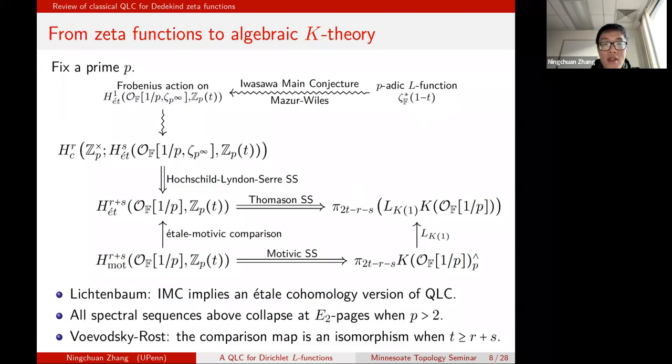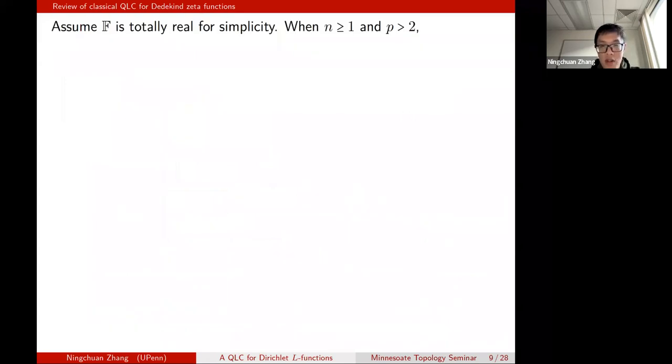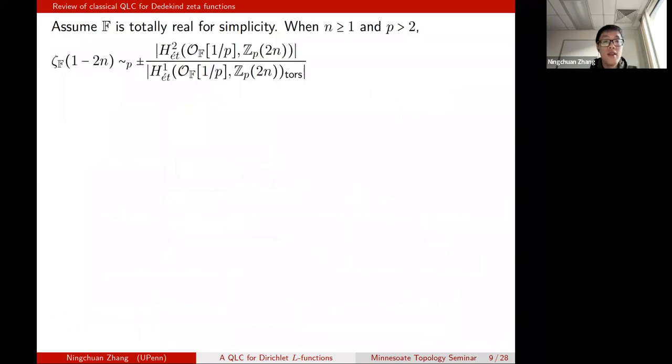And here's how the numbers actually match. Assume F is totally real for simplicity. In that case, we don't need to deal with the regulator stuff. And again, assume p is odd, so that we just need to compare cohomology groups instead of algebraic K groups. So the first step is the étale cohomology version of the Quillen-Lichtenbaum conjecture that was observed by Lichtenbaum, and it follows from the main conjecture. By this I mean the two sides have the same p-adic valuations.